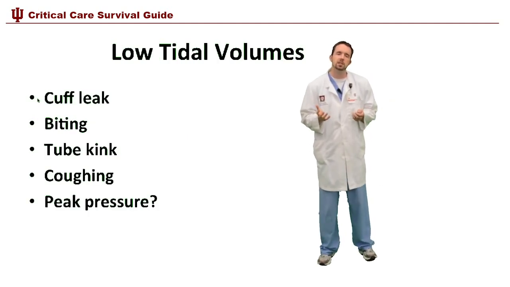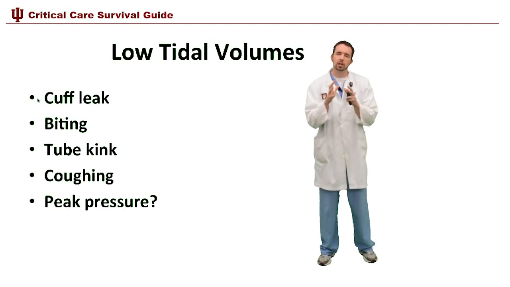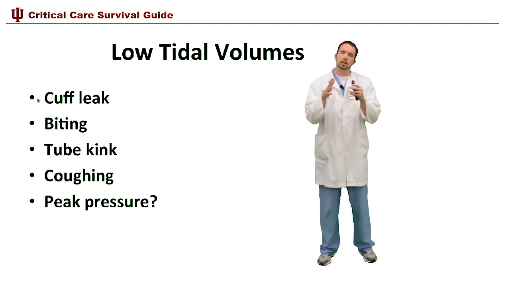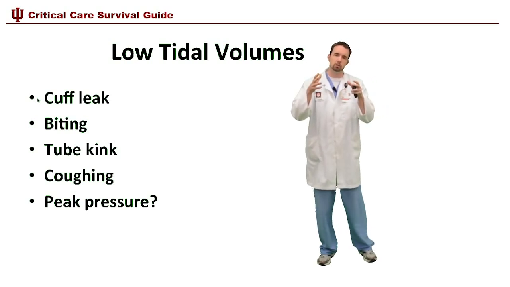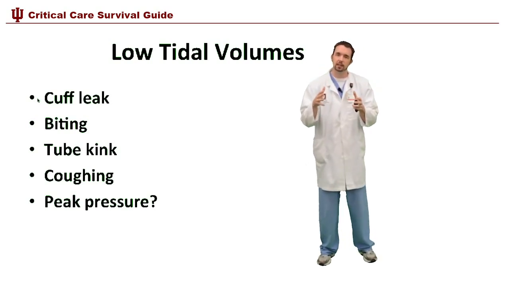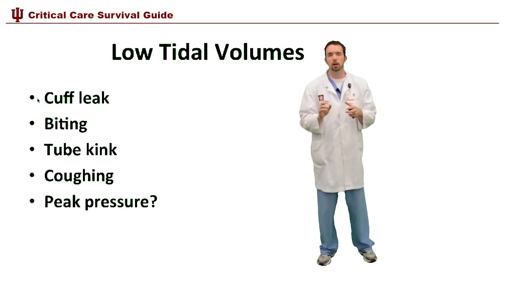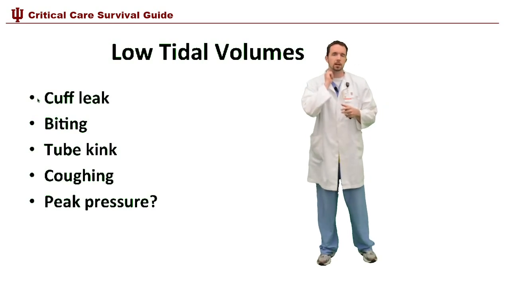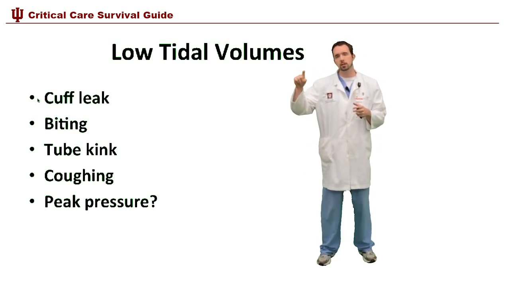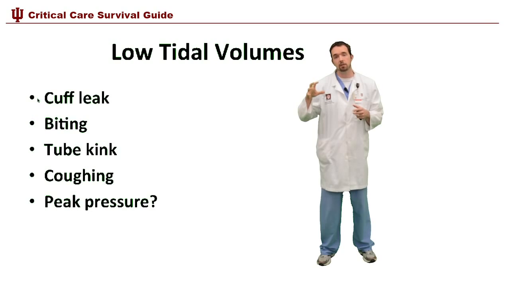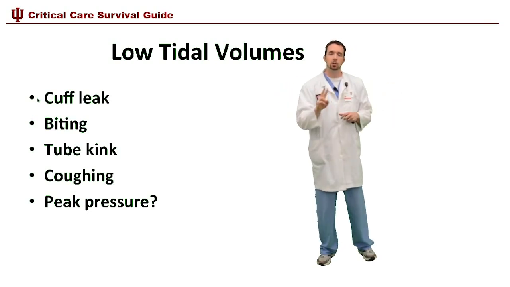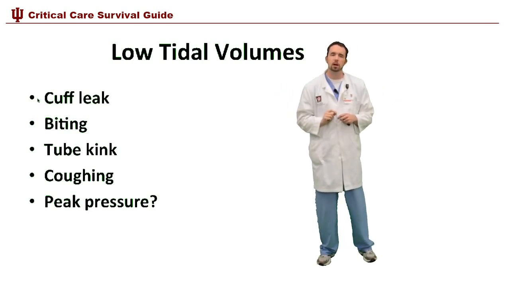Low tidal volumes can be seen from a variety of different things. A leak of the cuff, that's the cuff inside the trachea that prohibits the air from leaking around the endotracheal tube. If that cuff is broken or has a leak, the vent's not going to register the tidal volume accurately and will read as a low tidal volume. That can be assessed through physical exam by listening to the neck or by looking at the screen on the ventilator, and it'll tell you the tidal volume in versus tidal volume out, and you'll look for a discrepancy there. It can help you pick up a cuff leak.